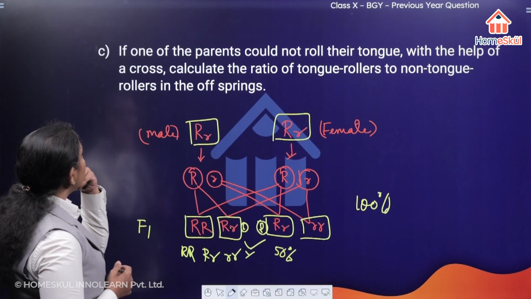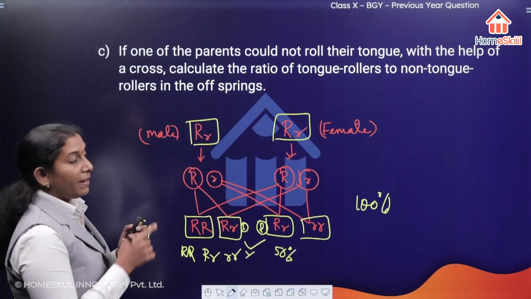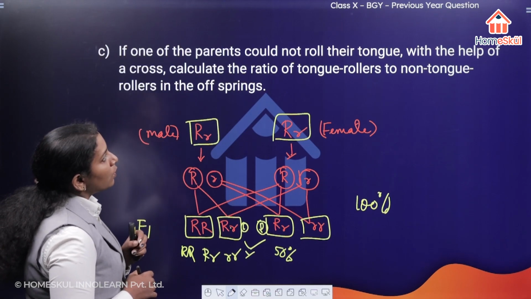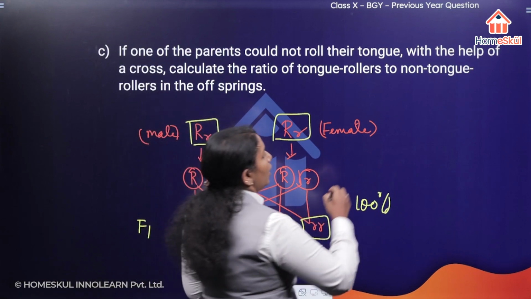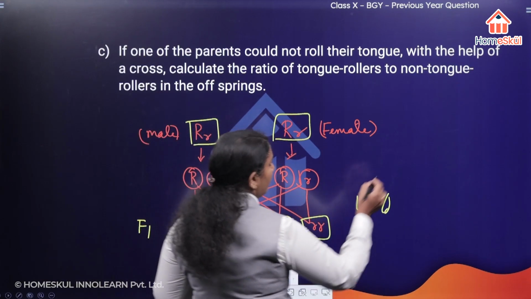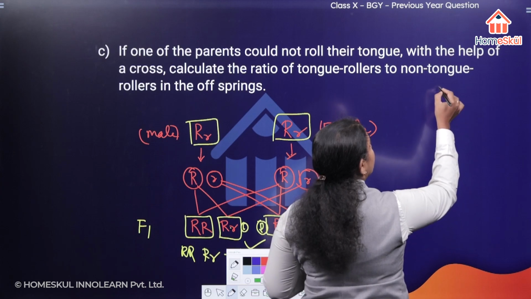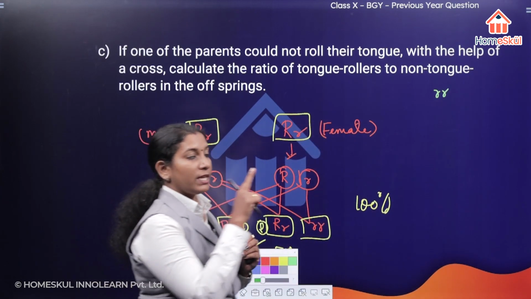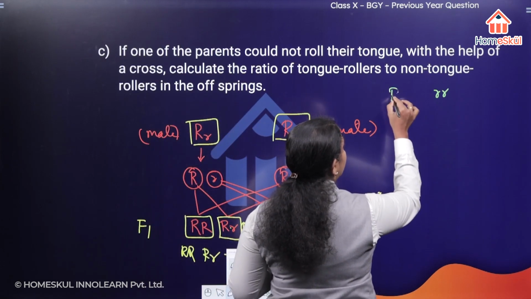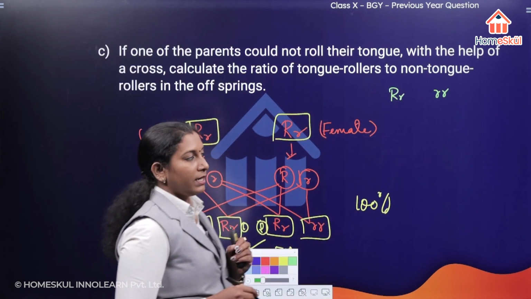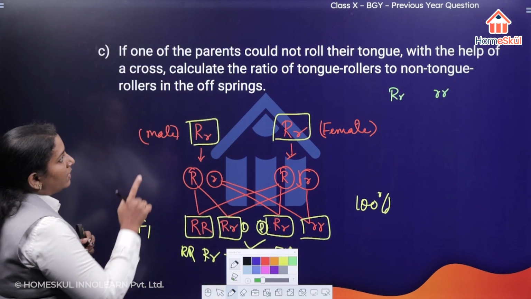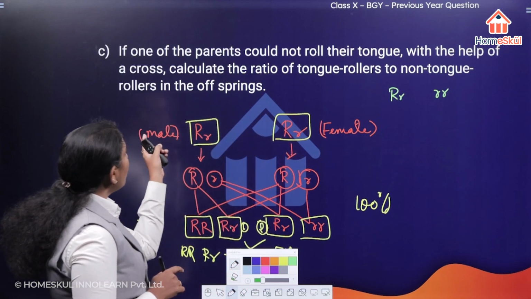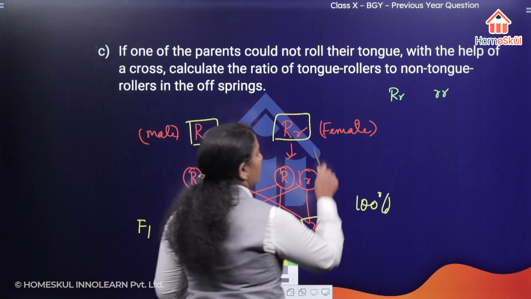Then here is another question for the C part only. If one of the parents could not roll their tongue, it means that parent is homozygous recessive, and the other parent is a heterozygous dominant one. So this is the condition. For this condition, with the help of a cross, calculate the ratio of tongue rollers to non-tongue rollers in the offspring. Let's calculate the ratio.